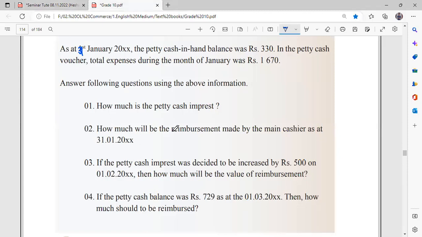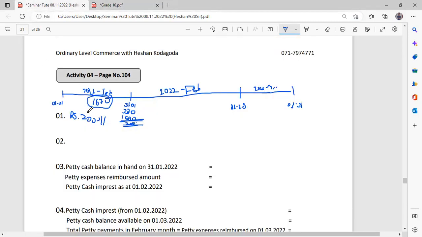Okay, how much will be the reimbursement made by the main cashier as at 31st January 2022? Now you know the petty cashier can obtain 1,670 from the main cashier, right? From the main cashier at the end of the time period.